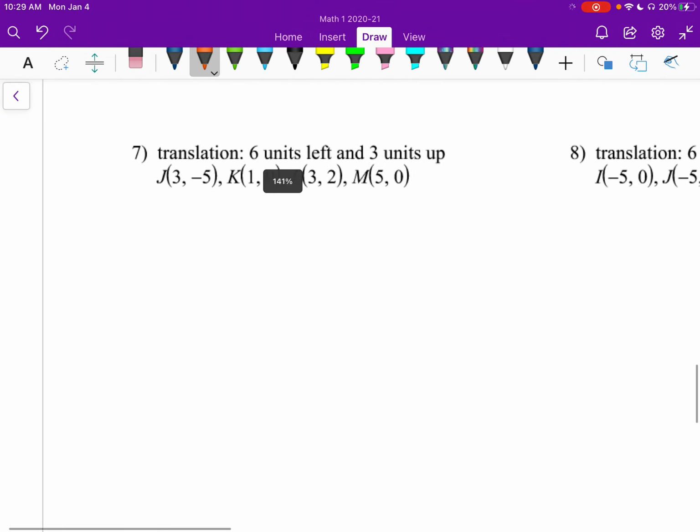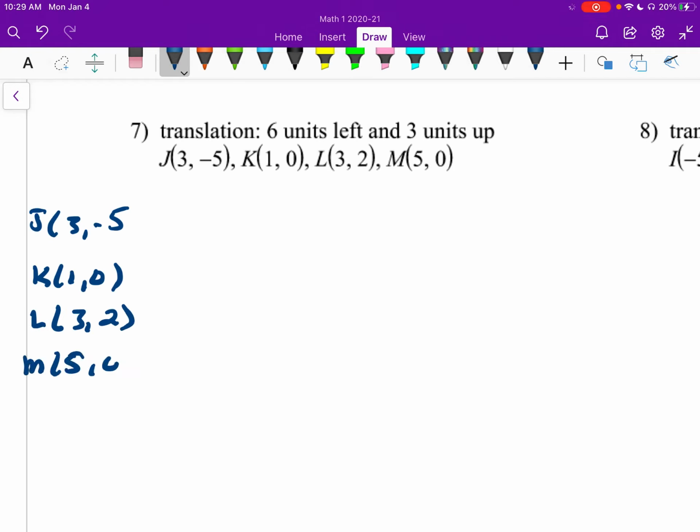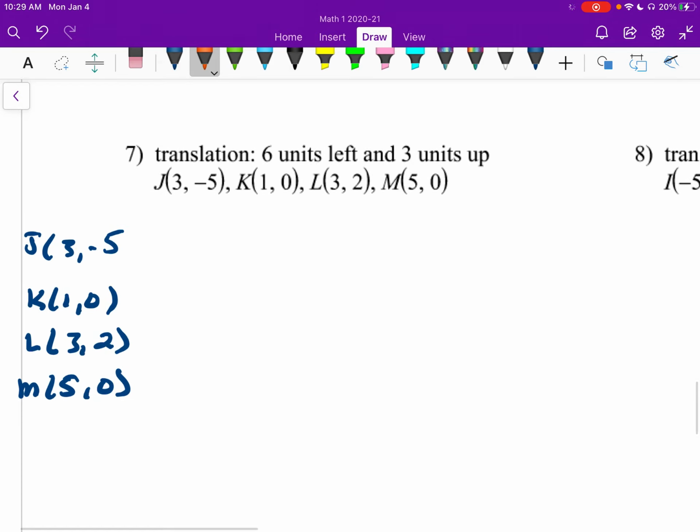Number 7. J is at 3, negative 5. I'm just going to write down all the points here. And I forgot to write down my formula point, so we'll do that now. My formula point will be, well, I have 6 units left, so it's going to be x minus 6, and then 3 units up, y plus 3. So it'll be just like that.